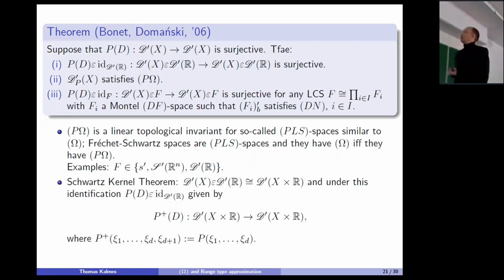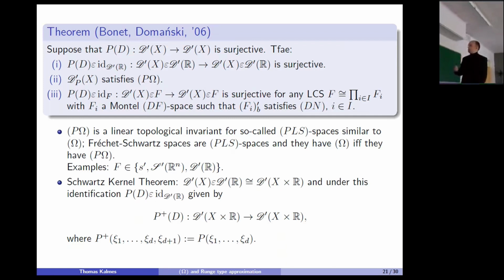And now we are lucky because by the Schwartz kernel theorem, this epsilon product has a very nice representation. It is the space of distributions on X times R. And under this isomorphism, the epsilon product of our differential operator with the identity is this partial differential operator, the so-called augmented operator, which is the polynomial P plus, now of d plus 1 variables, which acts on the first d variables as the polynomial P, and the last variable is not considered at all. So this is a very nice representation.